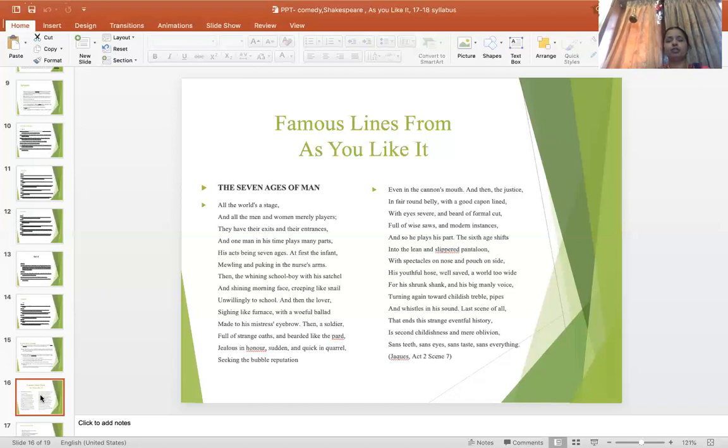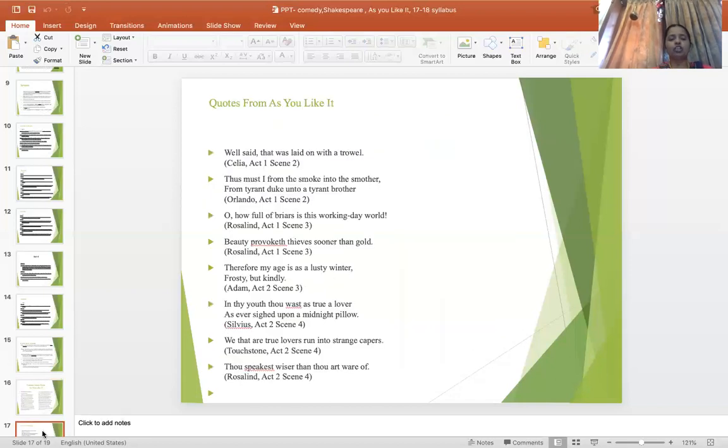So again, Wordsworth in one of his poems says that the child is the father of the man, and old age is a second childhood. So here, the man came to his second childhood stage, that is his old age. The last scene of all that ends this strange eventful history is second childishness and mere oblivion, sans teeth. So at that time, he lost his teeth, lost his eyesight, lost his taste, and sans everything. Sans means no. So this is how this passage is terrifically, amazingly expressive of our life. So the credit goes to Shakespeare's language.